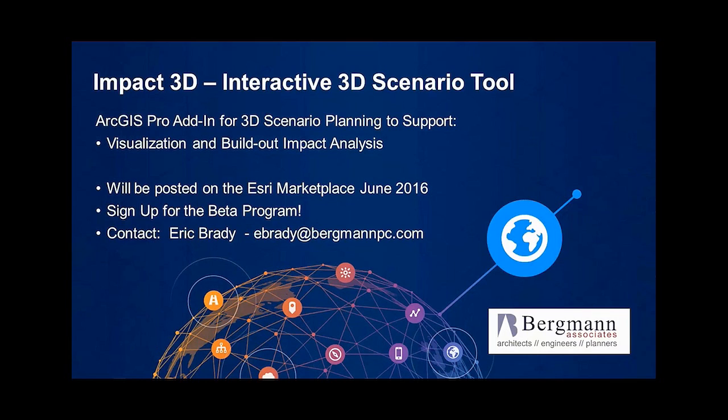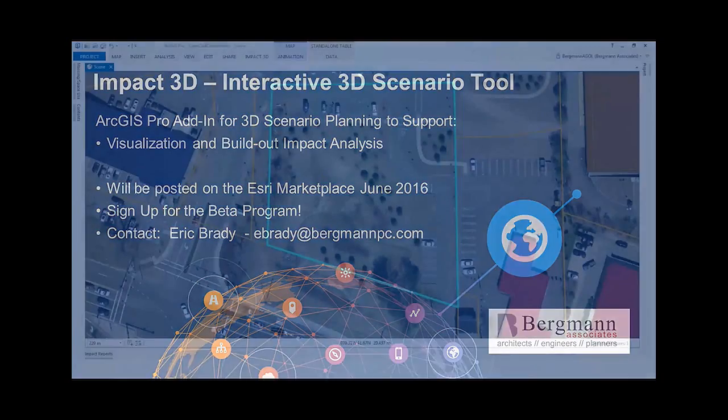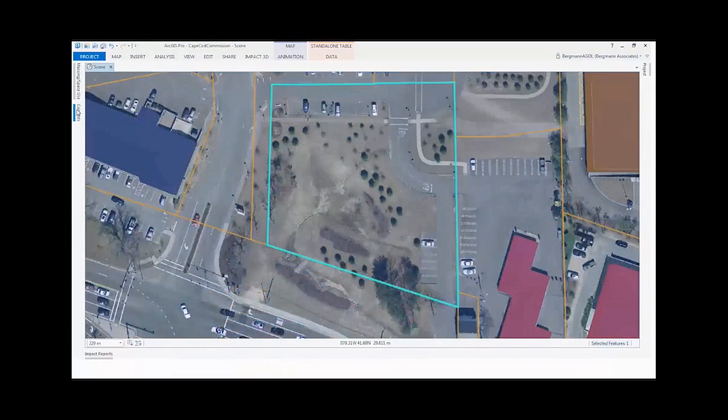So Impact 3D is an ArcGIS Pro add-in that we've developed and we're just finalizing, and it really supports interactive 3D scenario building to visualize and understand the build-out impacts of potential development in the community. This tool will be on the Esri Marketplace. We're really excited about this in June, and we do have a beta program, and if you're interested, we'd love to work with you and see if we can't get you stood up with a test license. So let's talk about what the tool can do and how the Cape Cod Commission will use it.